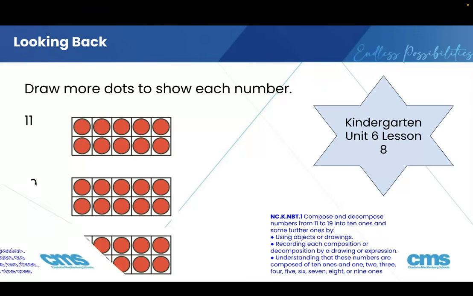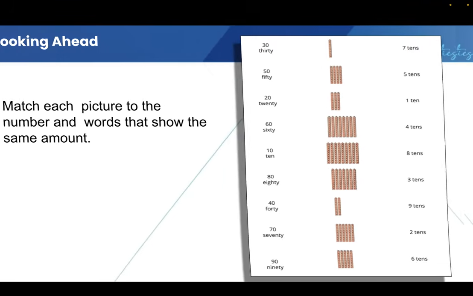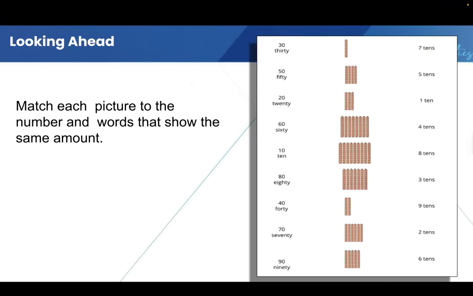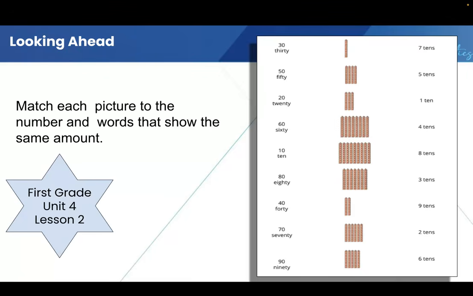Let's look ahead at a future task. Which grade level do you think this shows up in? If you said first grade, you would be correct. So we're looking at a vertical coherence within the same grade level here. So first grade, Unit 4, Lesson 2 is where this activity shows up.